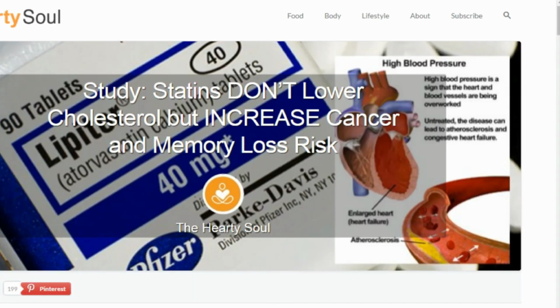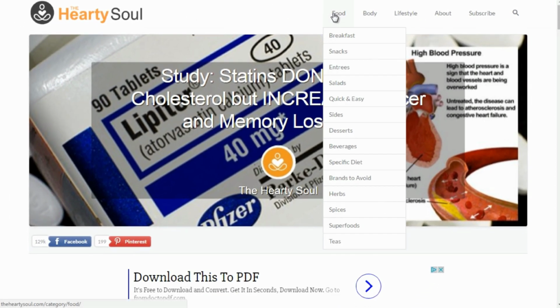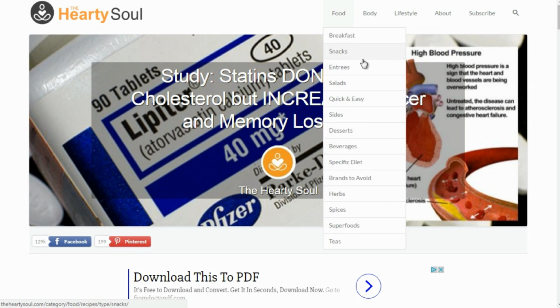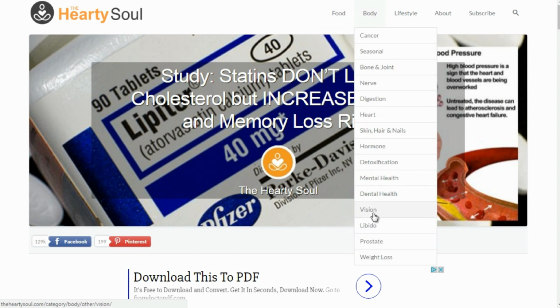So if we go here, it's theheartysoul.com, and we can see they have different sections, one for food, one for body, one for lifestyle, and it's just these 3 categories, and then they have subcategories within each. So for example, food when it comes to lowering cholesterol, there's breakfast, snacks, entrees, salads, quick and easy meals, sides, desserts, beverages, specific diet, brands to avoid, herbs, spices, and more. So you could even jot these down if you wanted to and categorize them.